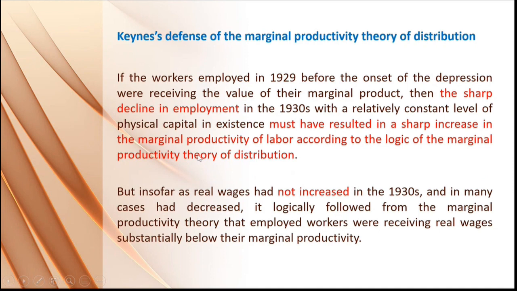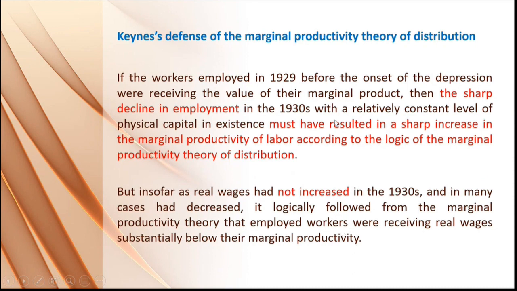So in this case, if you still follow the classical hypothesis, the marginal productivity of labor should be very high because now you only employ very few labor. But in so far as the real wages has not increased in the 1930s and in many cases have even decreased, it logically follows from marginal productivity theory that employed workers were receiving real wages substantially below their marginal productivity.